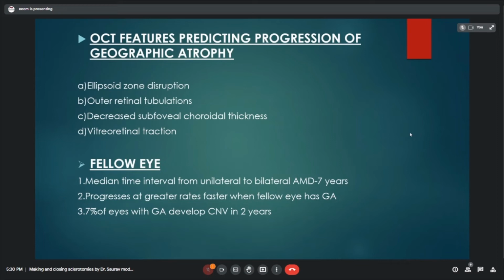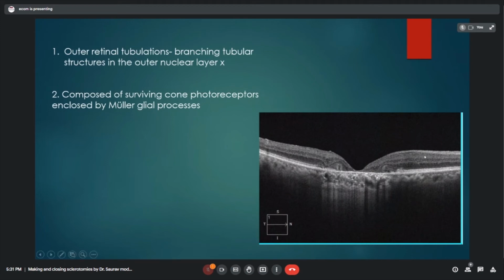It progresses at a faster rate when the fellow eye has geographic atrophy. And 7% of the eyes with geographic atrophy will develop choroidal neovascularization in 2 years. This is a diagram representation of outer retinal tubulation.